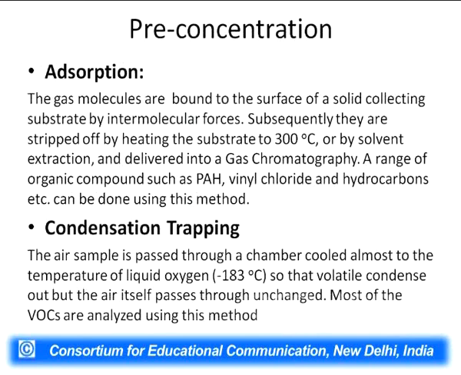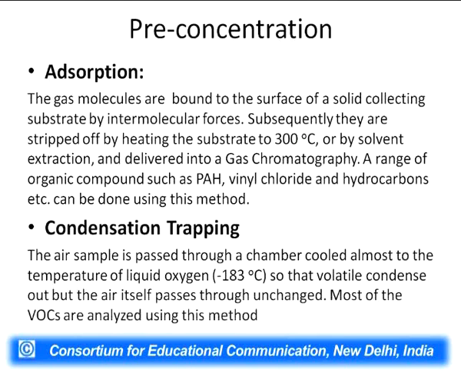The next method is adsorption. In this particular case, the gas molecules are bound to the surface of a solid collecting substrate by intermolecular forces. Subsequently, they are stripped off by heating the substrate to 300 degrees centigrade or by solvent extraction, and then it is delivered to a gas chromatograph and a range of organic compounds such as polycyclic aromatic hydrocarbons, vinyl chloride, and different hydrocarbons can be estimated.